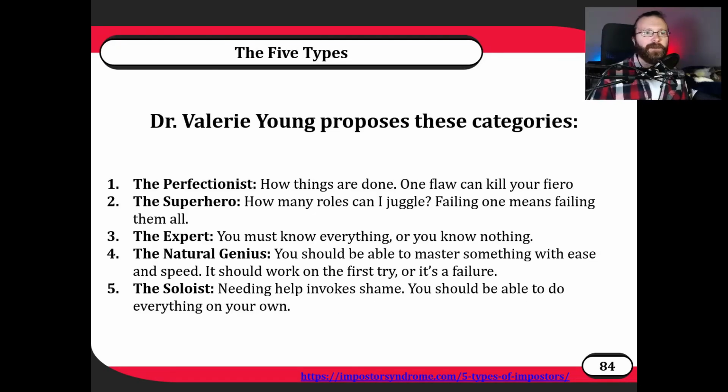So Dr. Valerie Young proposed these different categories of imposter syndrome, and you can fall more or less in multiple different categories. So we have the perfectionist. You worry about how things get done, and basically one flaw in an otherwise perfect thing kills your sense of achievement. It kills that fiero. We have the superhero. That's all about how many different roles can I juggle. You might be a student who is involved in way too many things. You might be working at a job and taking on every single duty that comes your way. And if you even fail one of those duties, even though you took on so much, then you're a failure, or you feel like a failure.